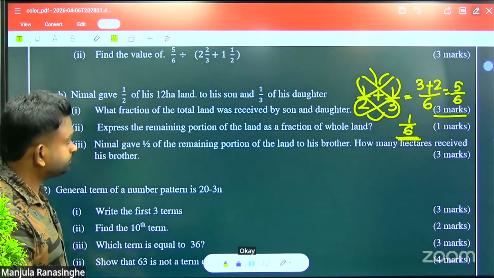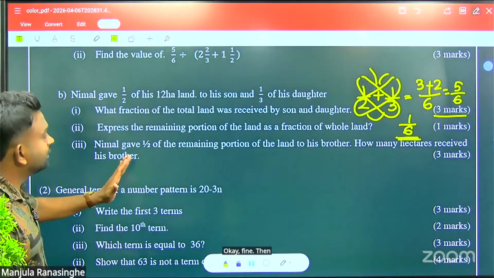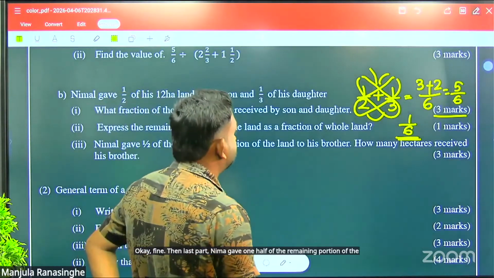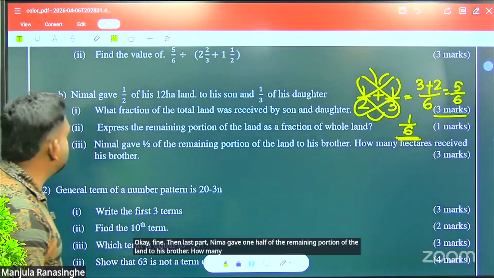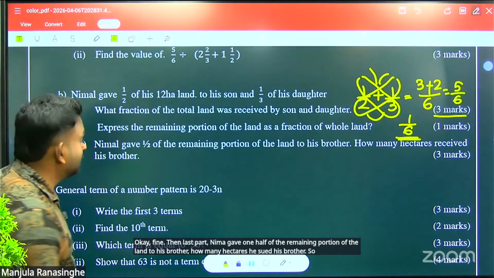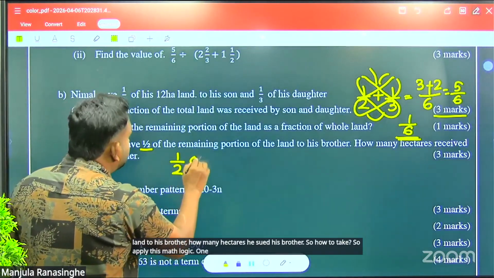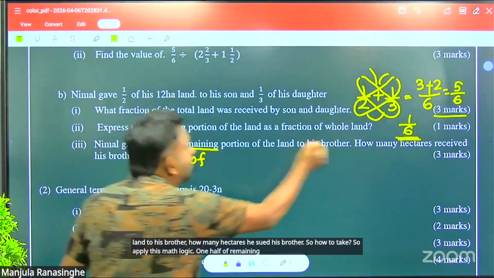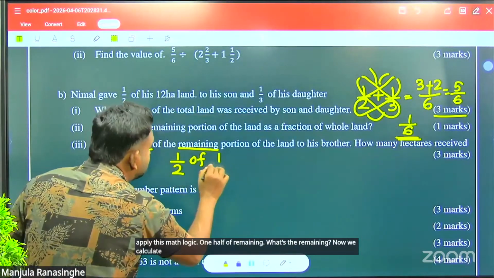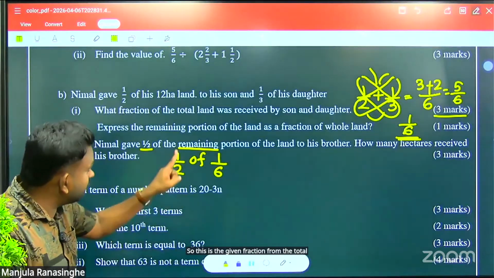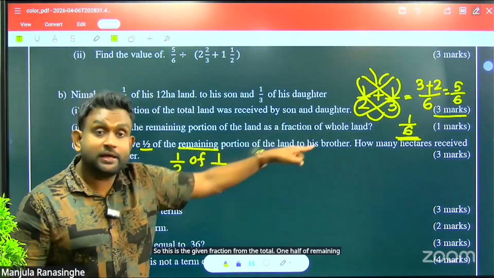Okay, fine. Then the last part: Nimal gave 1/2 of the remaining portion of the land to his brother. How many hectares did his brother receive? So how to take it? Apply this maths logic. 1/2 of the remaining. What's the remaining? Now we calculated the remaining was 1/6. So this is the given fraction from the total.